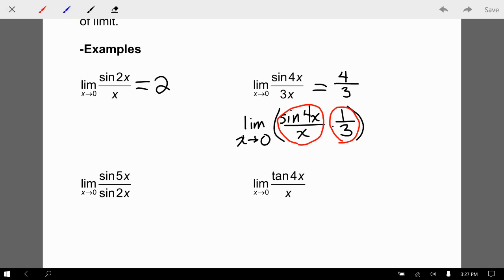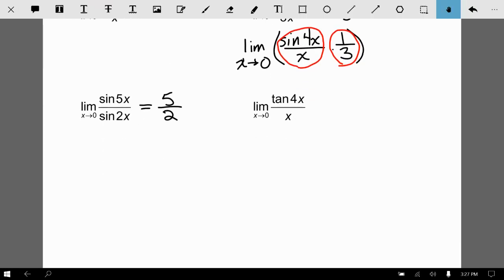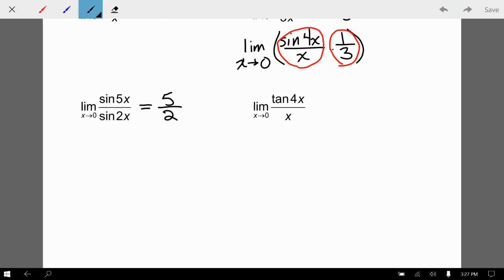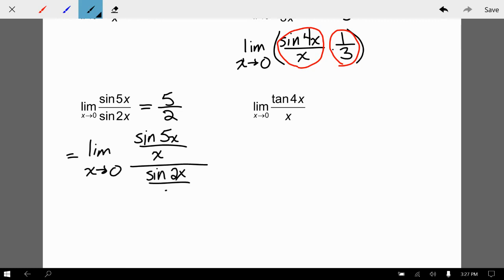Okay, so the next one here, this would just be equal to 5/2. And this is another one where we can use that whole idea of multiplying by 1. This is the same as the limit as x approaches 0 of sine 5x over x divided by sine 2x over x. So essentially, I've multiplied the numerator by 1 over x and the denominator by 1 over x.